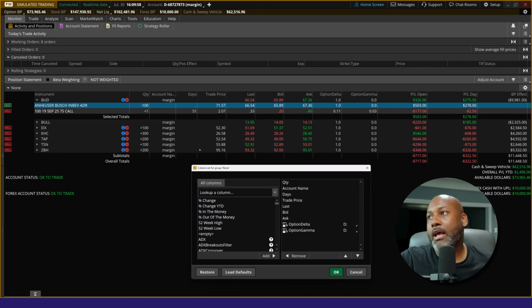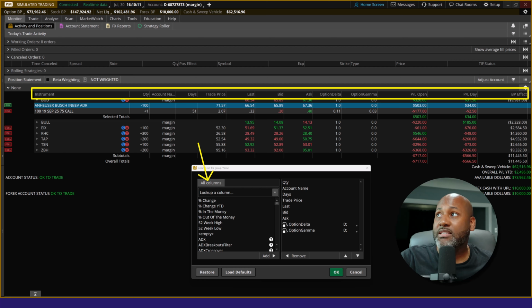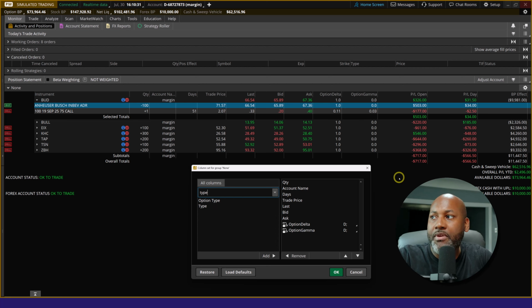One of the things I noticed was missing is that it's not telling you if it's shares or if it's options. I know what that's called, so we're going to add it right now so you can see how you do this. We come over into this box right here where it says look up a column. It's going to be called type. So just put TYPE. Click on it. And then down here you click add. And now it's going to move over here.